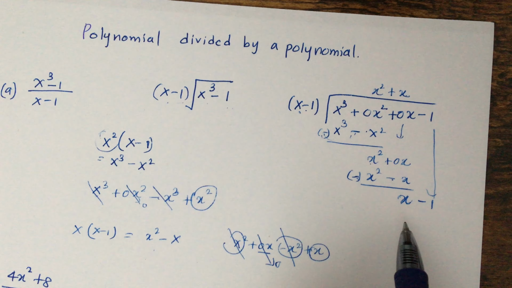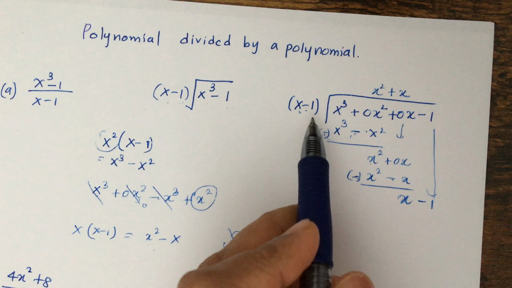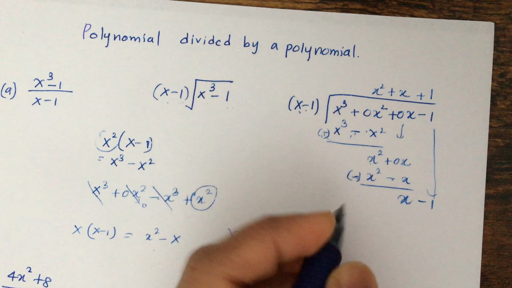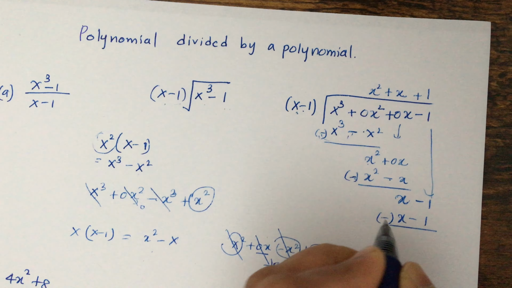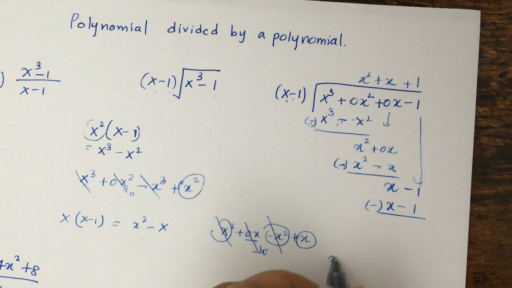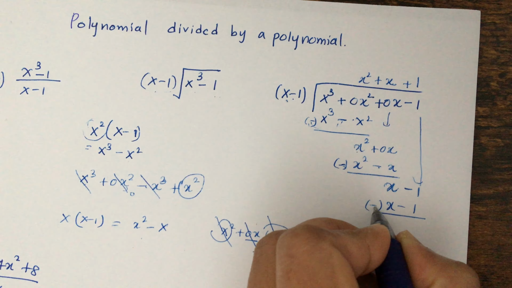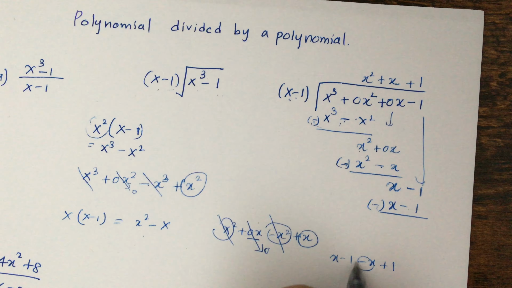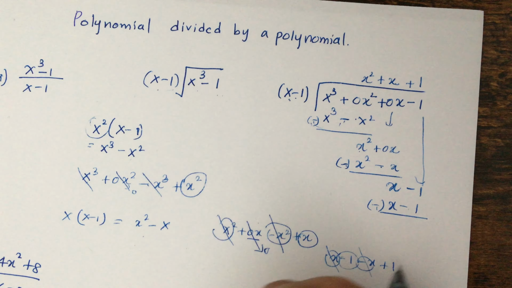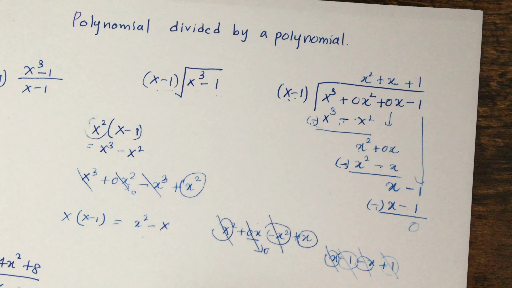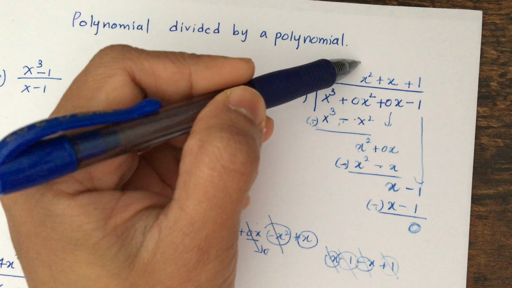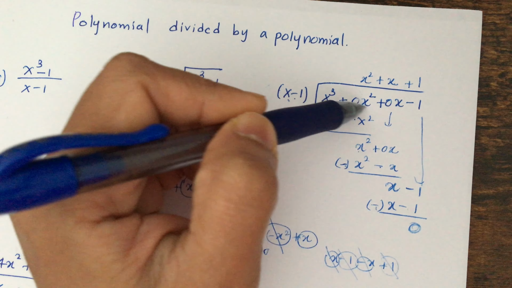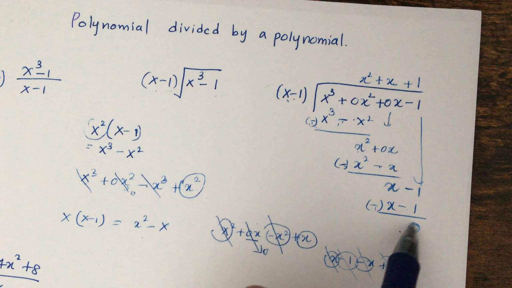So now you have x minus 1. How do you get x minus 1? You should multiply by just 1. So 1 times x minus 1 is x minus 1. Then do the subtraction. x minus 1 minus x, negative, positive 1. Negative x and positive x cancel, negative 1 and positive 1 cancel. So 0. In this case your remainder is 0. So this one is your quotient, this is your divisor, this is your dividend, and 0 is the remainder.